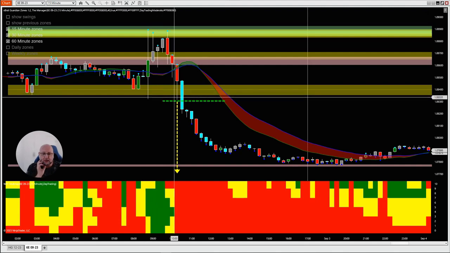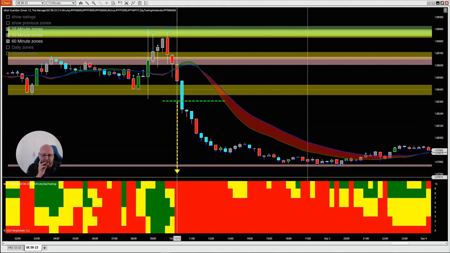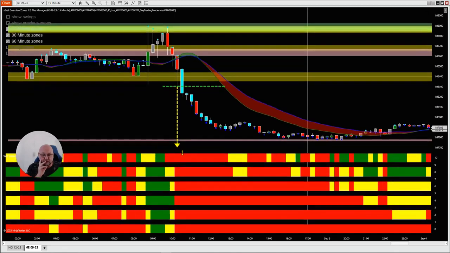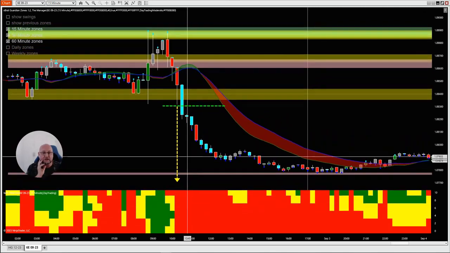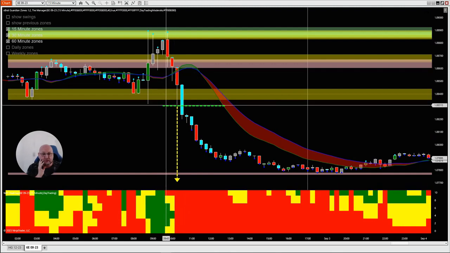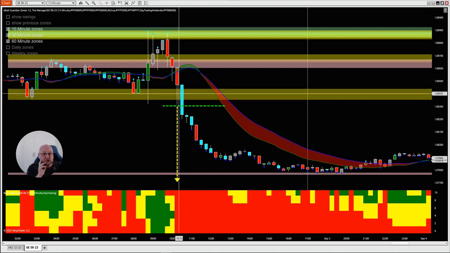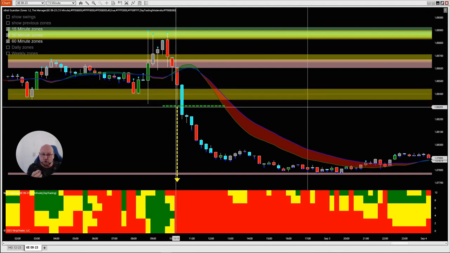Now at this point, I've put an arrow here, down arrow in yellow, to show that the bias depth heat map, all 6 time frames are red. So this is a confirmation that we can go short here. This has tried to break out, so our entry is 1 or 2 ticks below the low of that candle. It did reject that support zone. So what we're saying is we've got a potential short here.